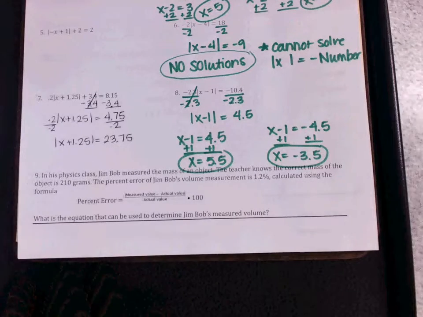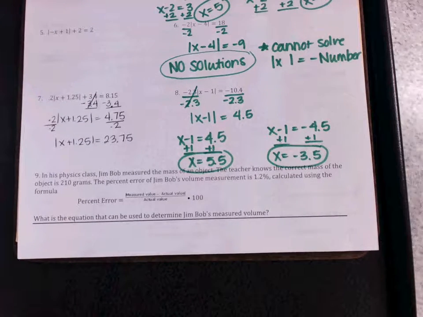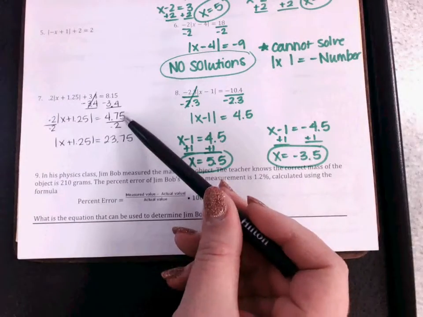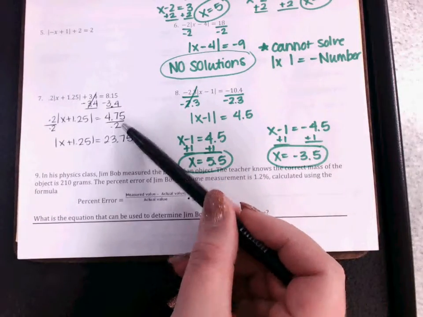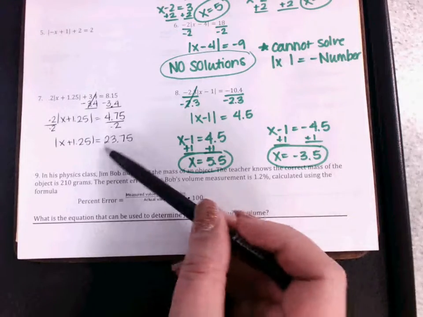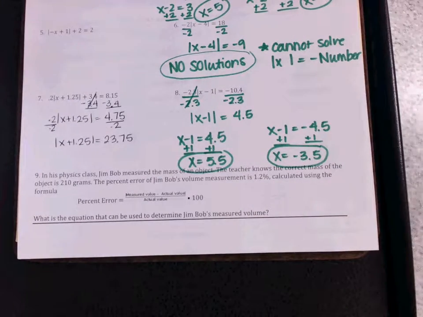Okay, so I minus the 3.4. I got 4.75. Then I had to divide by 0.2. Now, if you don't remember this about decimals, when you divide by a decimal, it turns your number bigger. So even though this was a 4, if I'm dividing by 0.2, that turns it into a 23. That's okay. When you divide by a decimal, it's going to get bigger.